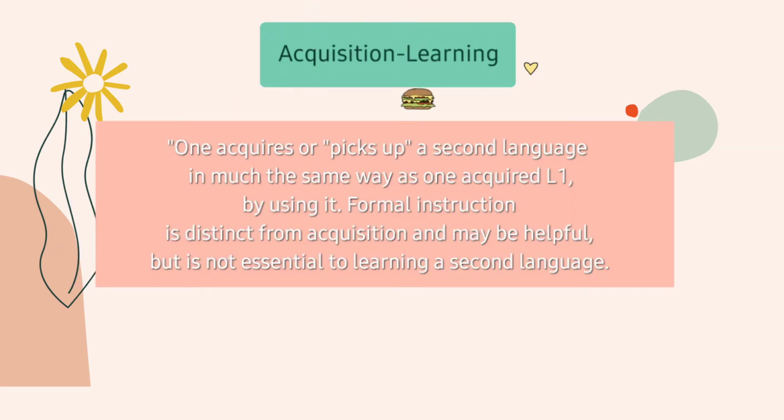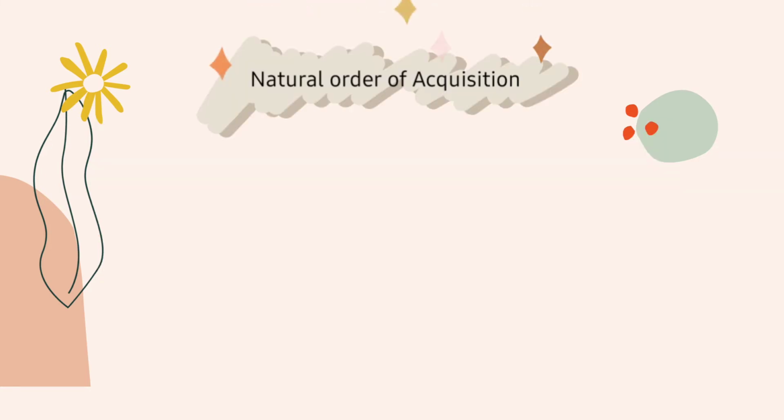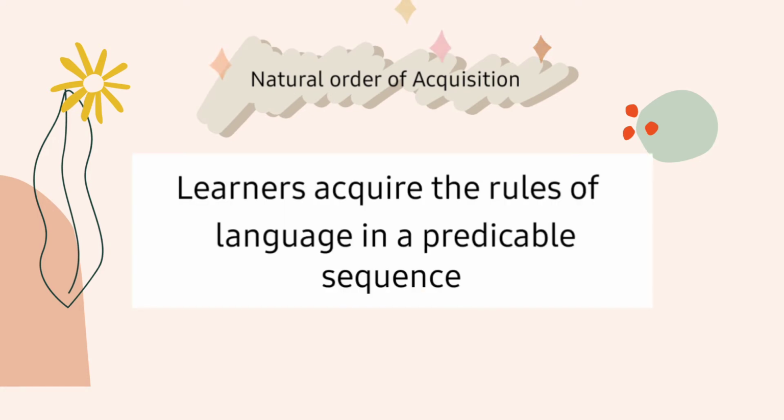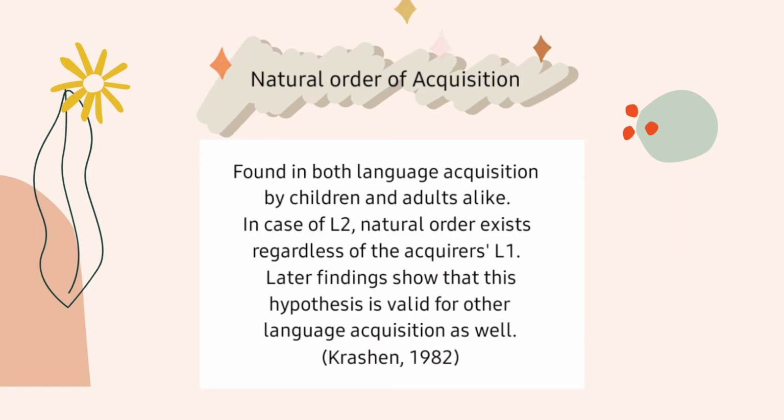One acquires or picks up the second language in much the same way as one acquired the first language, by using it. Formal instruction is distinct from acquisition and may be helpful, but it is not essential to learning a second language. The second hypothesis is the natural order of acquisition, where learners acquire the rules of a language in a predictable sequence. It is found in both language acquisition by children and adults alike.